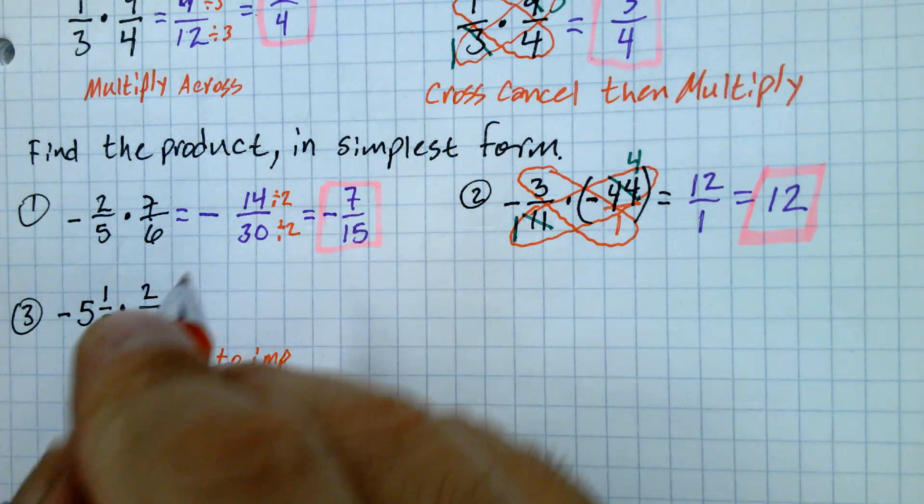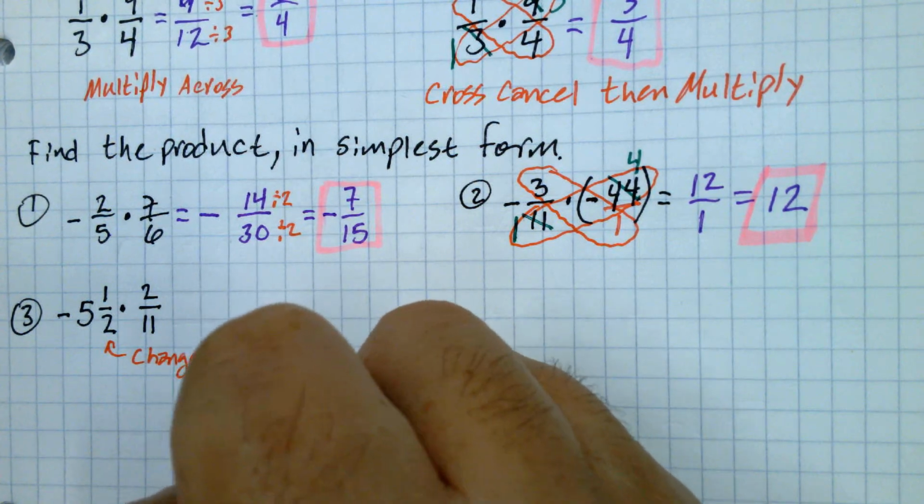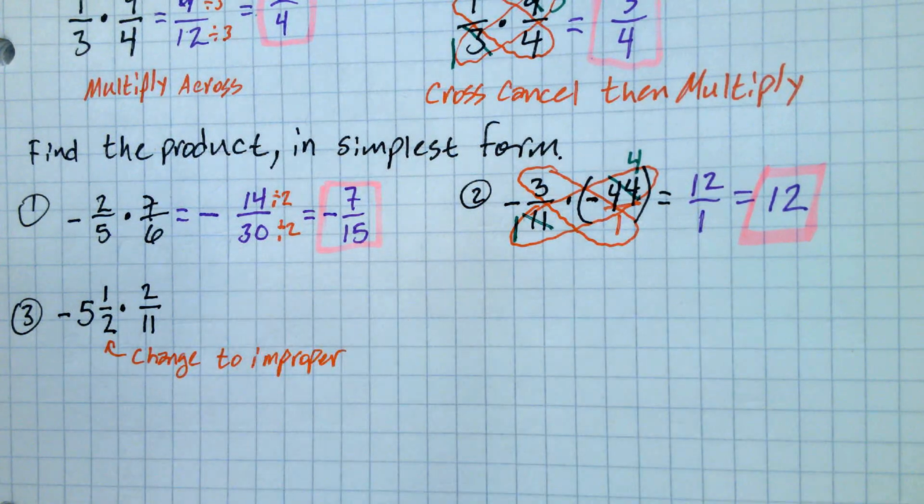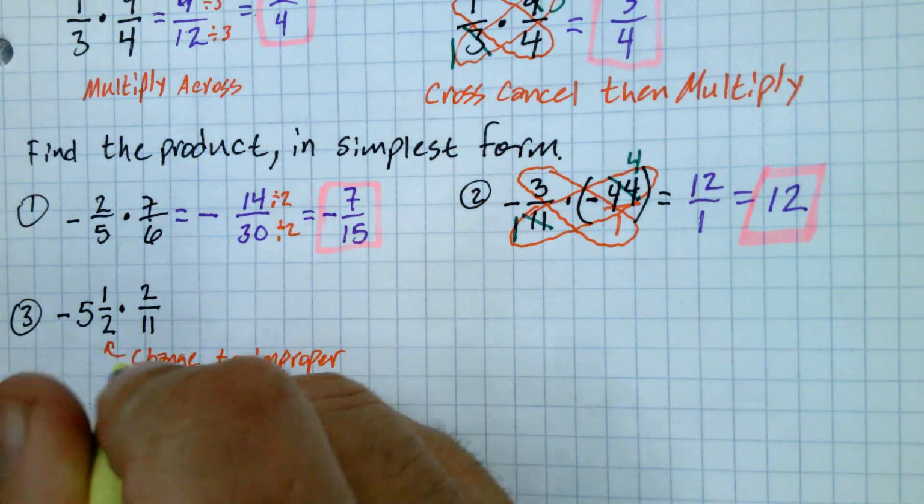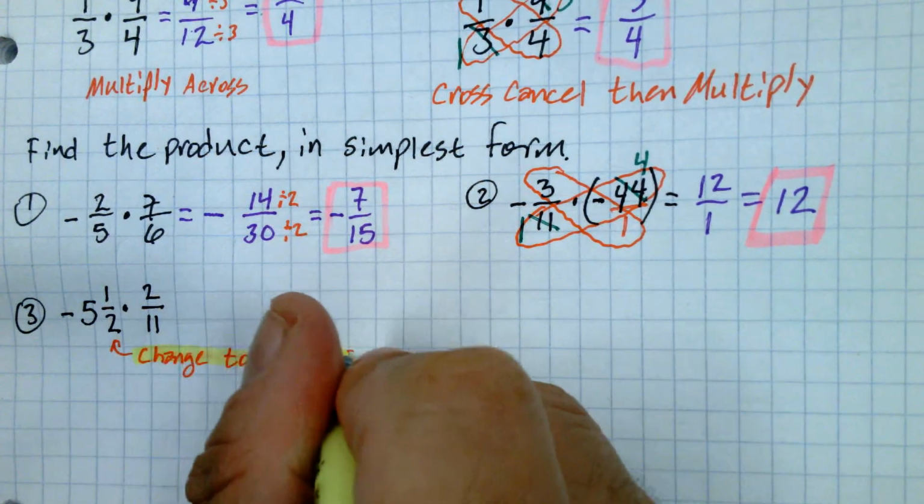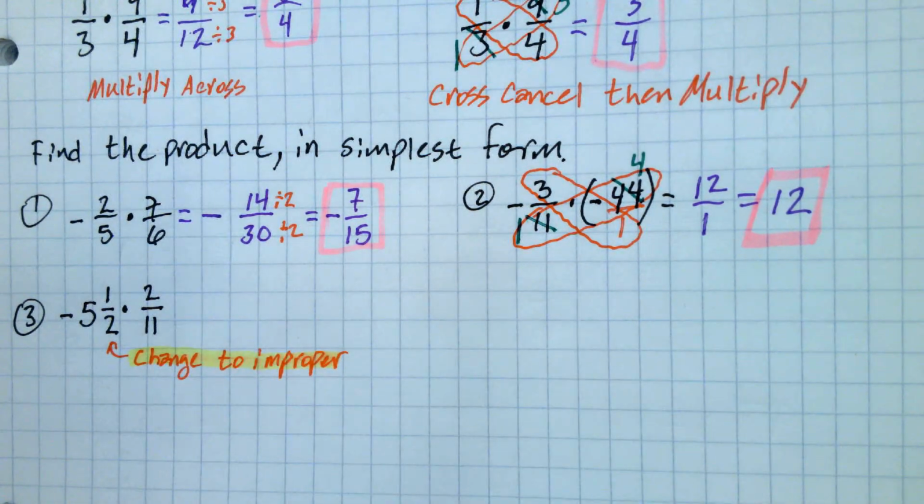Negative, yeah, hold on. I'm just giving everyone some guidance here. If you get a mixed number, you want to change it to an improper. Okay? Change it to improper. So let's do that.